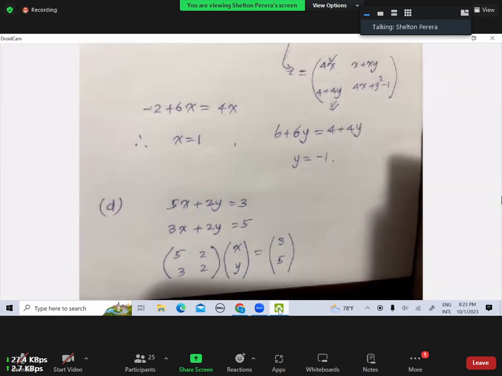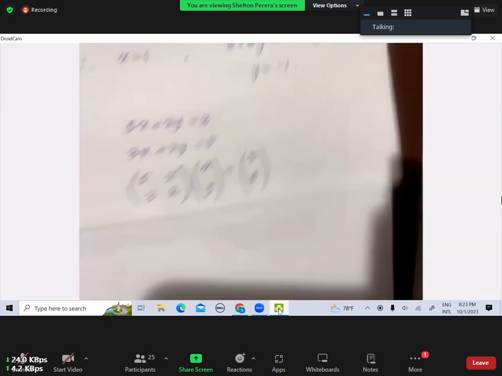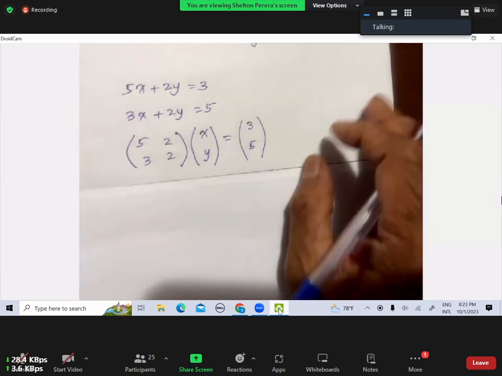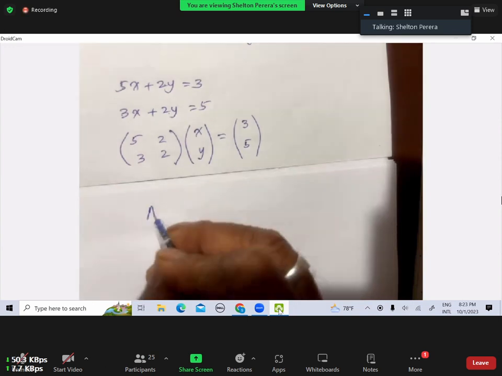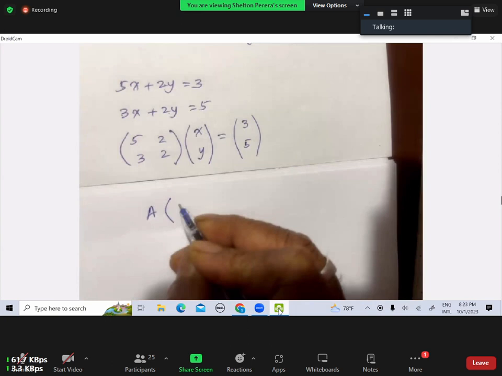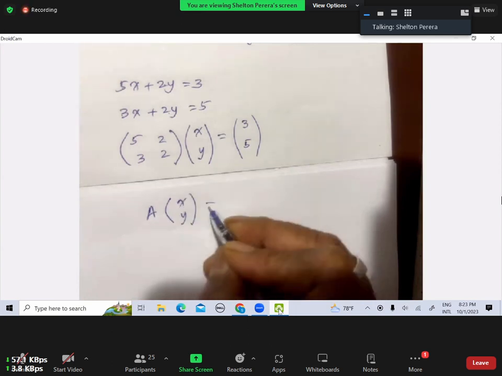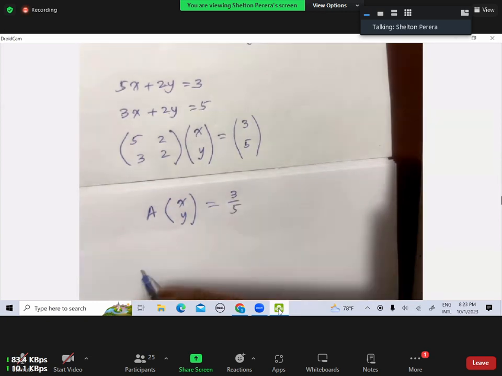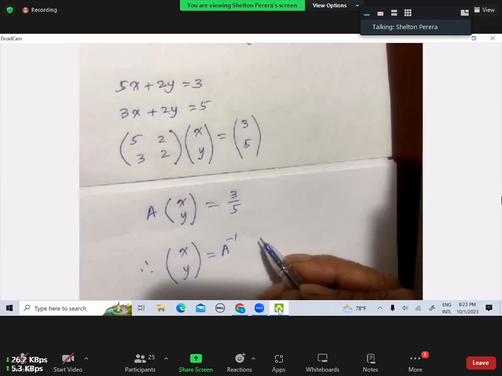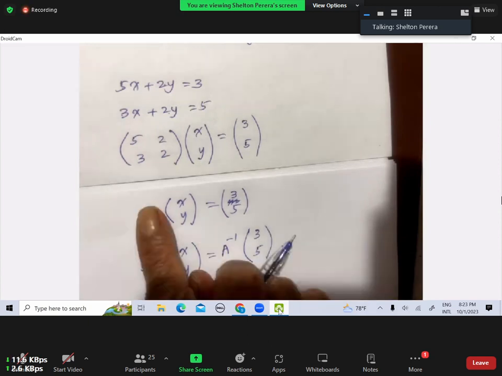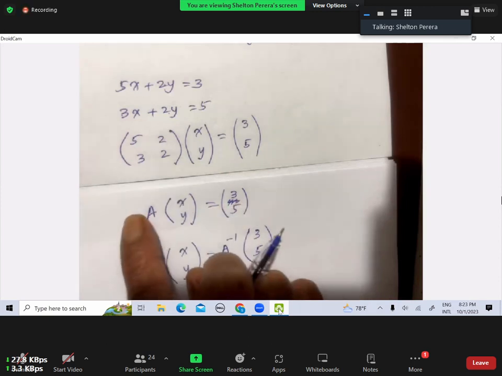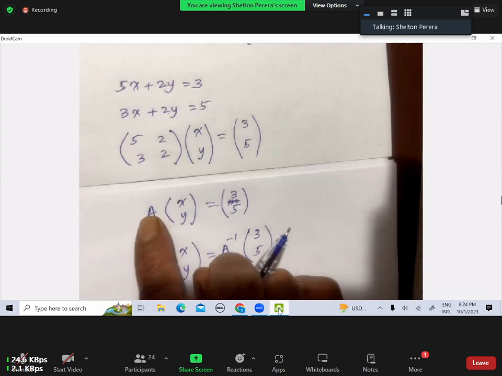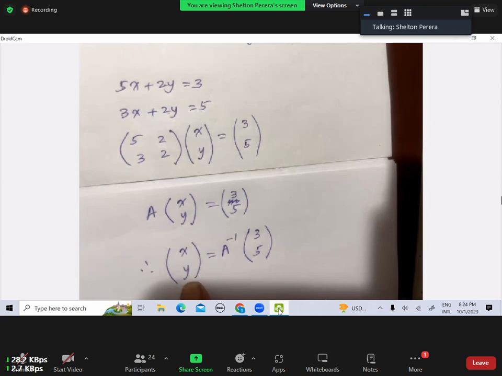Take this one as A. So this is like A times x, y equals 3, 5. Therefore, A inverse of this matrix equals this. A is equal to that. If I put A inverse here, A inverse A is the identity matrix. Identity matrix times this matrix is that matrix, the column vector x, y.